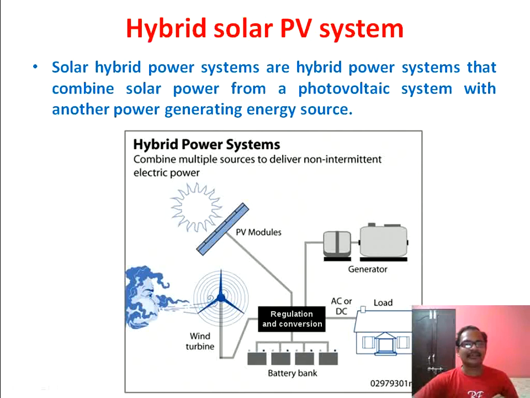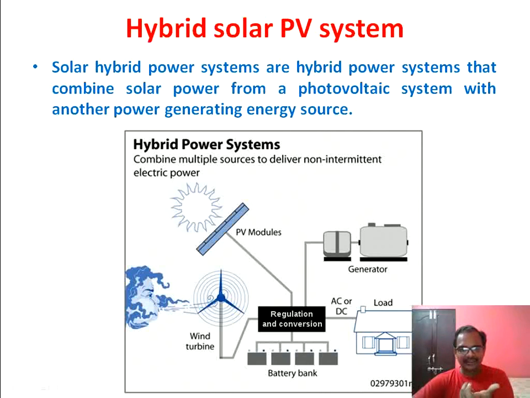The last type is a hybrid solar PV system. Solar hybrid power systems are hybrid power systems that combine solar power from a photovoltaic system with another power generation source like wind and diesel generator.